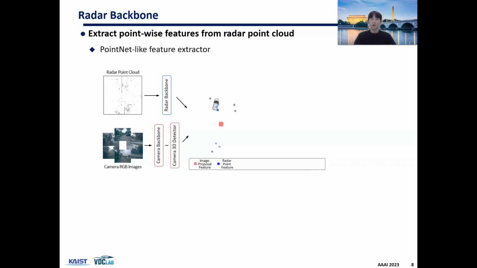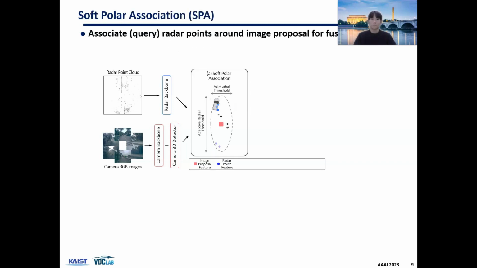After that, we extract point-wise radar features using PointNet. And the next step is to associate image proposals and radar points considering their spatial properties.